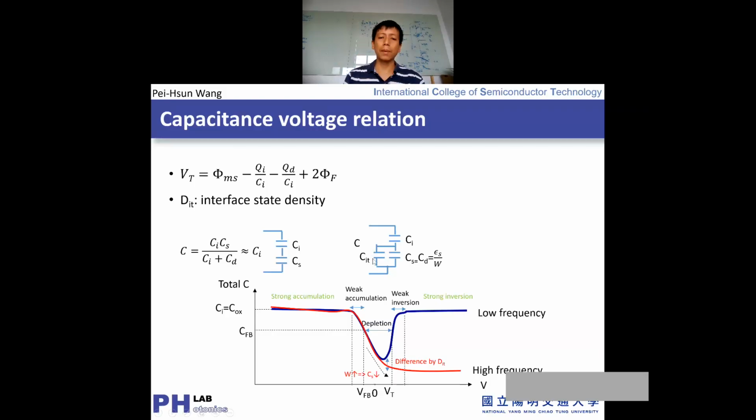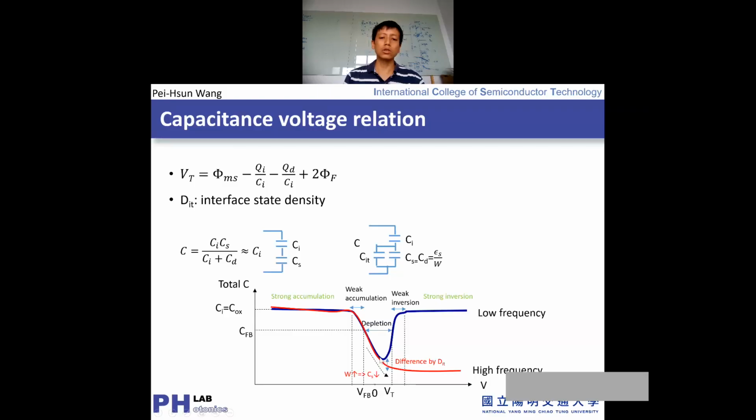That means if you apply a voltage, you can modulate it. So there will be additional capacitance in parallel with the semiconductor capacitance. The semiconductor capacitance can be expressed by epsilon S over W, where W is the depletion region. We get an additional C_IT, so this will give a difference between the ideal case and the real case.